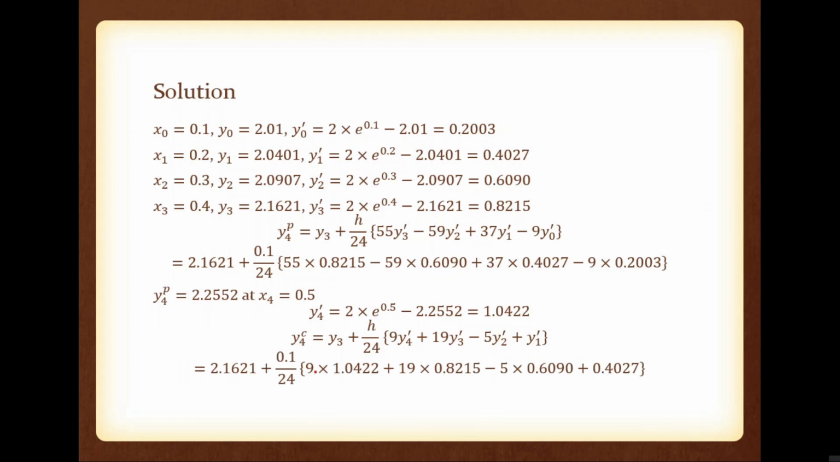So we have y3 is 2.1621 plus 0.1 divided by 24, that is h by 24, into 9 into y4 dash, which is 1.0422, plus 19 into y3 dash, which is 0.8215, minus 5 into y2 dash, y2 dash is 0.6090, plus y1 dash, that is 0.4027. So the final answer is 2.2552.